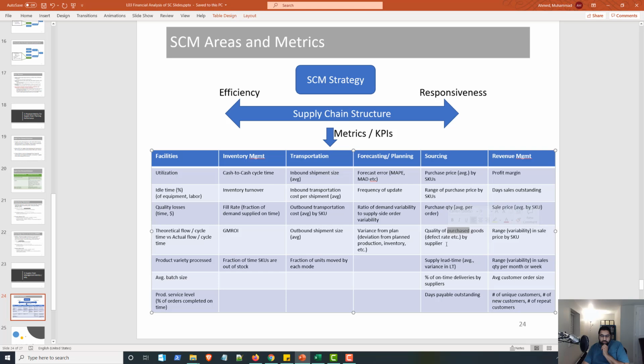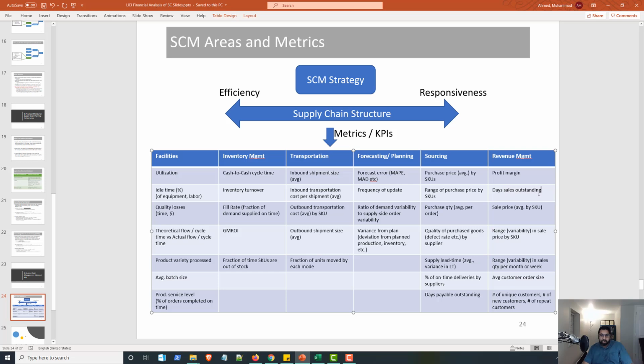Quality of the purchased good, what's the defect rate? You don't want to have suppliers with a lot of defects, that's obvious. Lead time for your purchasing, percentage of on-time delivery, days payable outstanding, what are the payment terms you have with your suppliers. Revenue management has to do with profit margin, how low your costs are compared to the price you can charge. Are you giving credit to the customer or not?